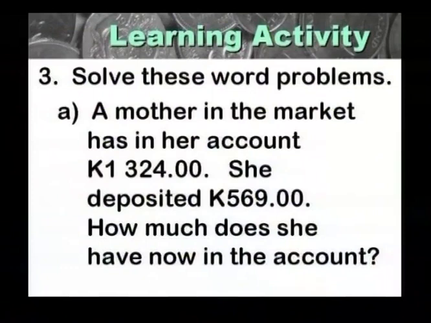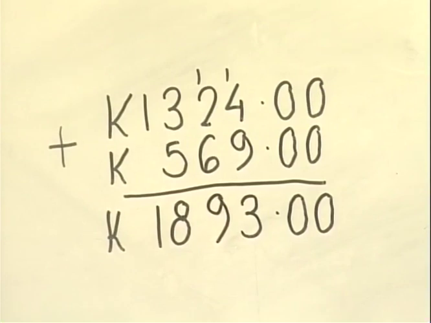The question was, a mother in the market had in an account 1,324 kina. She deposited, and the key word in there was deposited. So I put the addition sign on, and I added 1,324 with 569 kina. Firstly, I added the zeros. Then I added 4 and 9. So that's how I got 13.